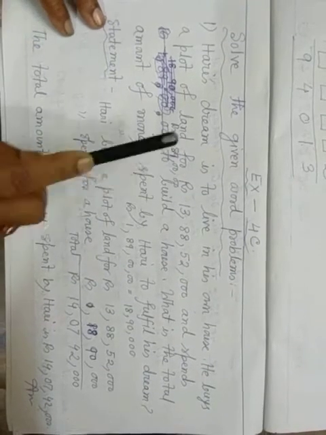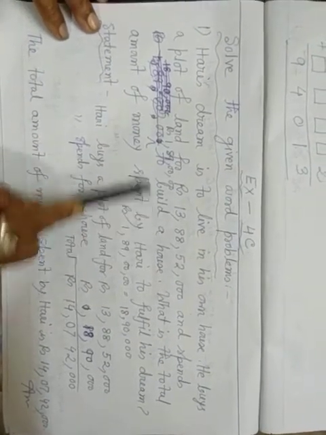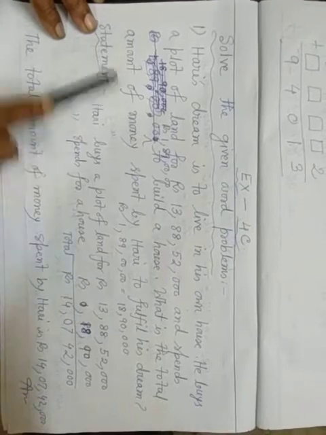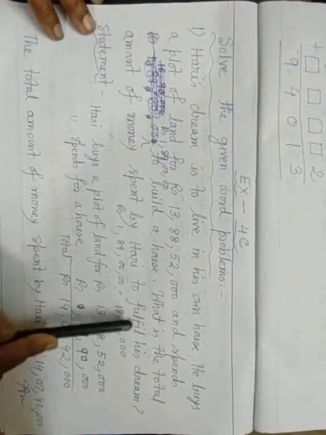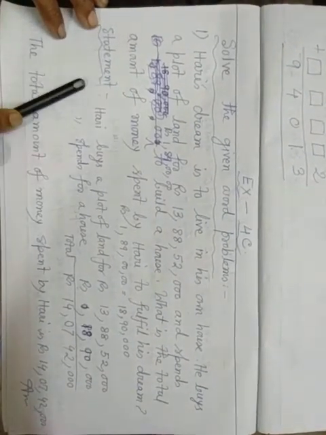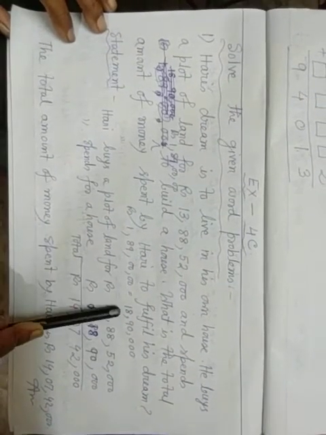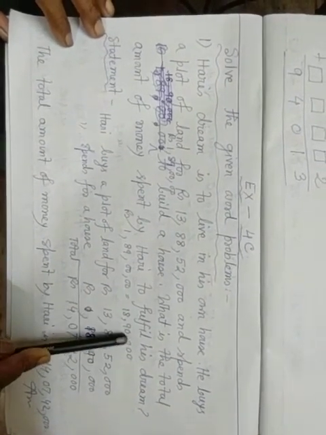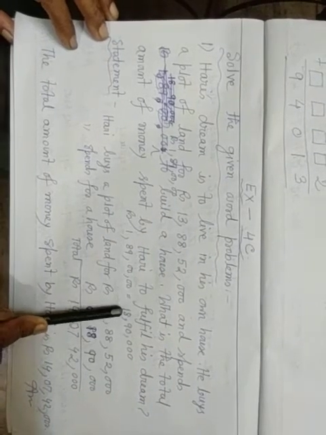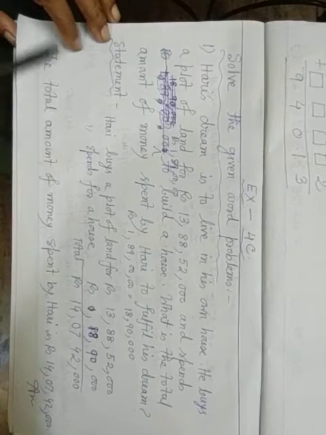Rupees 18 lakh 90,000 according to your book, to build a house. What is the total amount of money spent by Harry to fulfill his dream? Here, 189,000 means 1 tens, 100,000, 10,000, lakh, 18 lakh 90,000.